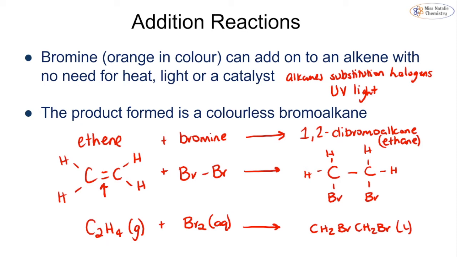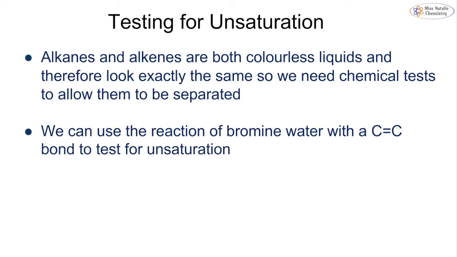So that is the addition reaction. We have this carbon to carbon double bond breaking and forming a single bond, and then the 2 bromines adding on to the product to give us a saturated molecule. We're going from unsaturated to saturated. Now this change in saturation is actually used as a chemical test. So alkanes and alkenes are both colourless liquids, and they look exactly the same. So if we have 2 bottles of the colourless liquids and we don't know which one is which, we would need to do a chemical test in order to separate them.